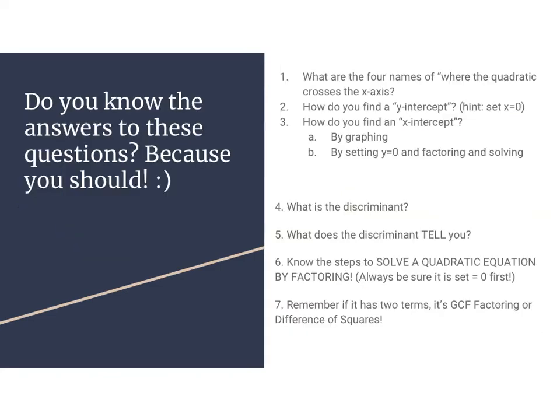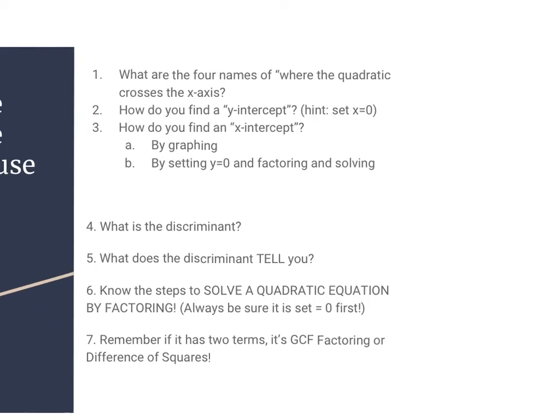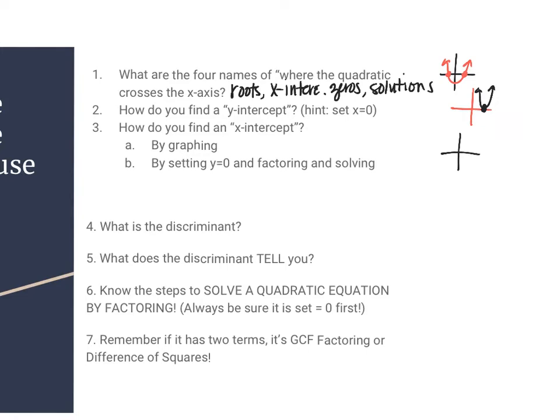So let's take a look at the answers to these questions. What are the four names of where the quadratic crosses the x-axis? Those are the roots, the x-intercepts, the zeros, and solutions. So they are where the quadratic crosses the x-axis. There could be two roots, there could be one root, or there could be no roots.